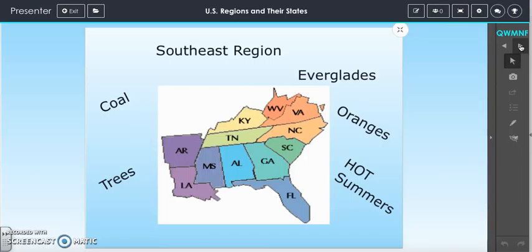The next region is the Southeast region. Like I said, this is where we live. We have oranges and trees are some of our natural resources, as well as coal. Our climate, we have hot summers and mild winters. And one of our landmarks, our natural landmark, is the Everglades.